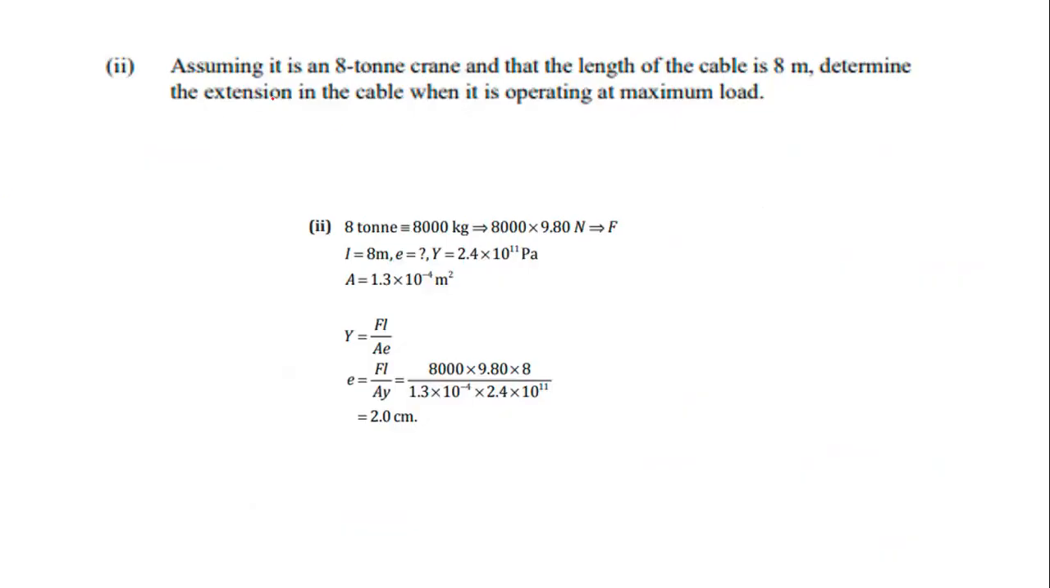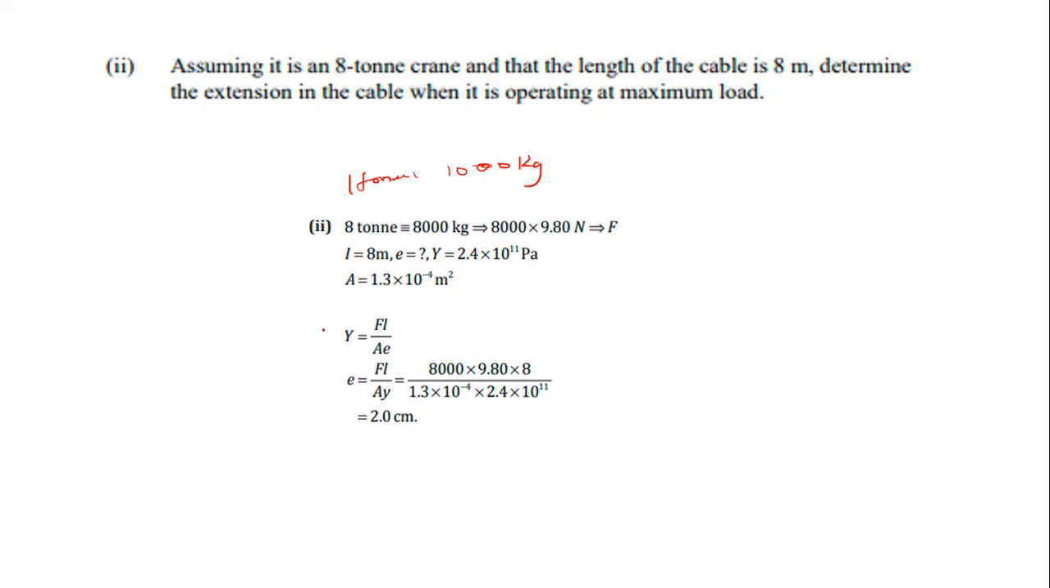Now it says, assuming rather, it is an 8-ton crane and the length of the cable is 8 meters. Determine the extension in the cable when the crane is operating at its fullest load. Okay. So what you should remember is that 1 ton is 1,000 kg. So therefore we have 8,000 kg here, so we can find the overall force that is supported by the cable. Cable length is 8 meters.